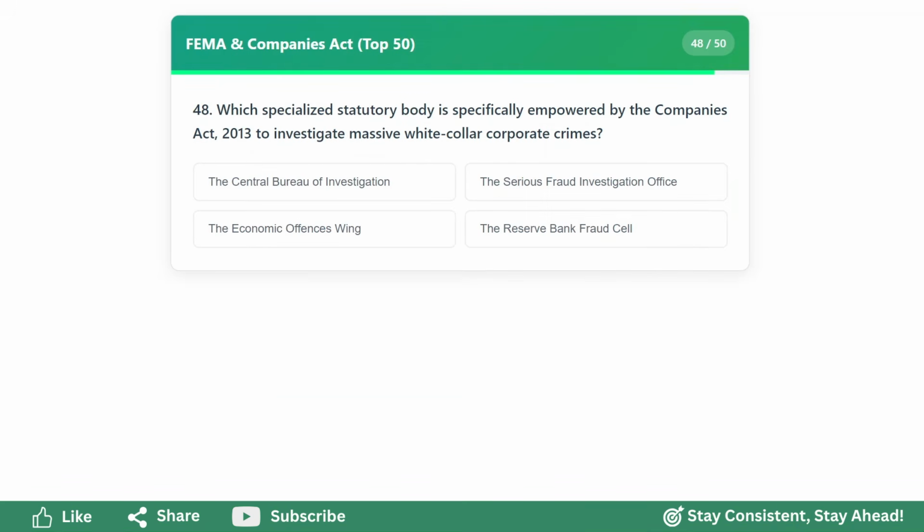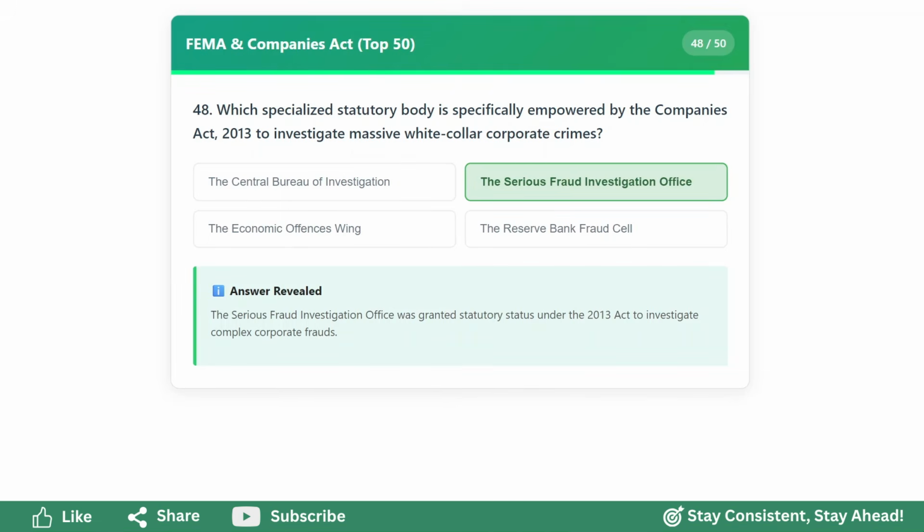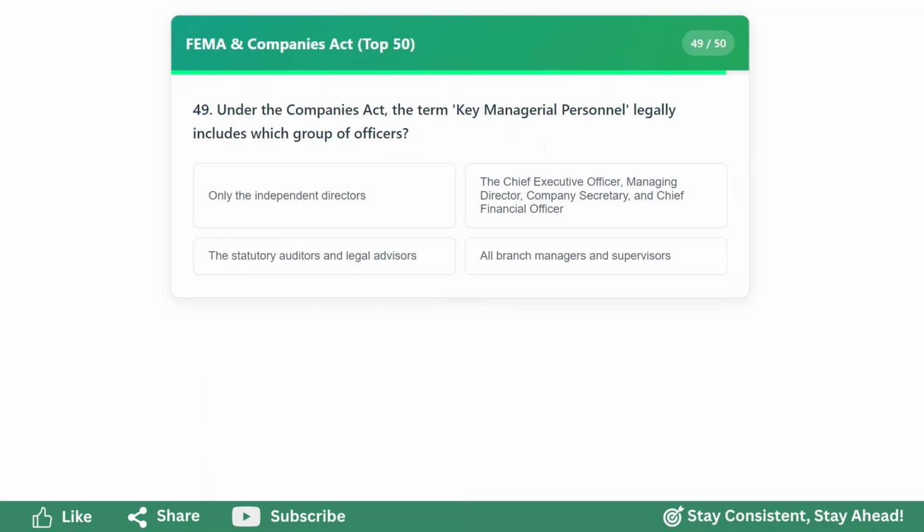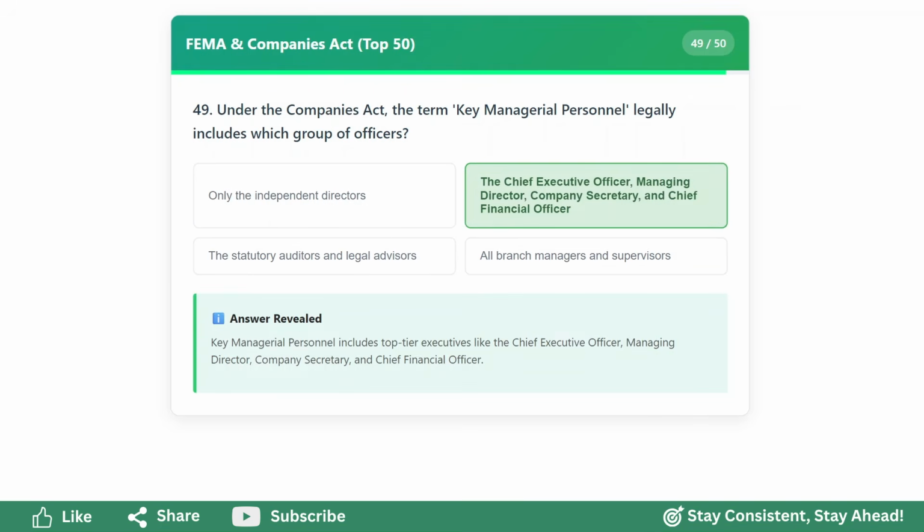Which specialized statutory body is specifically empowered by the Companies Act 2013 to investigate massive white collar corporate crimes? The Serious Fraud Investigation Office. Under the Companies Act, the term key managerial personnel legally includes which group of officers? The Chief Executive Officer, Managing Director, Company Secretary, and Chief Financial Officer.